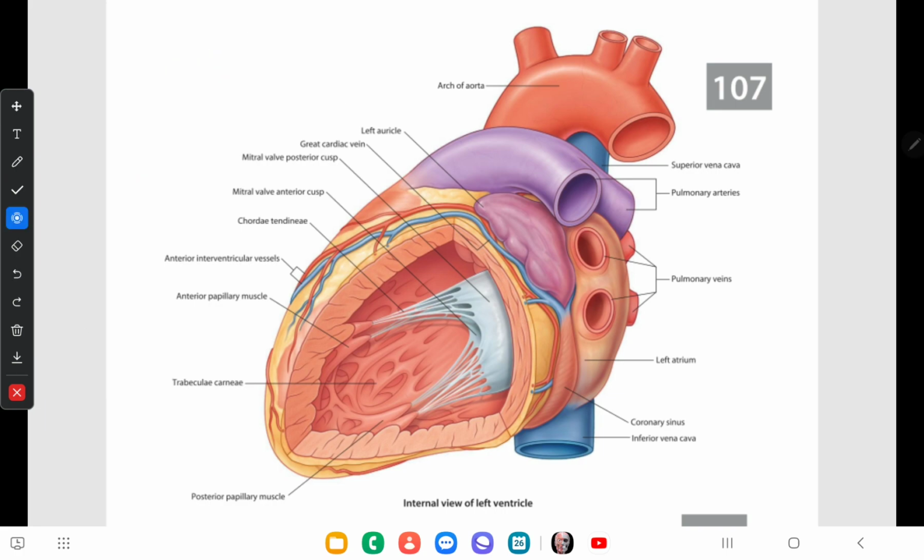Then you can see this is the mitral valve. It also has only two cusps. This is the posterior cusp, and this is the anterior cusp, because you are facing this side. You are viewing from the posterior aspect of the left ventricle, and this wall is the anterior wall. So this is the posterior cusp and this is the anterior cusp of the mitral valve.